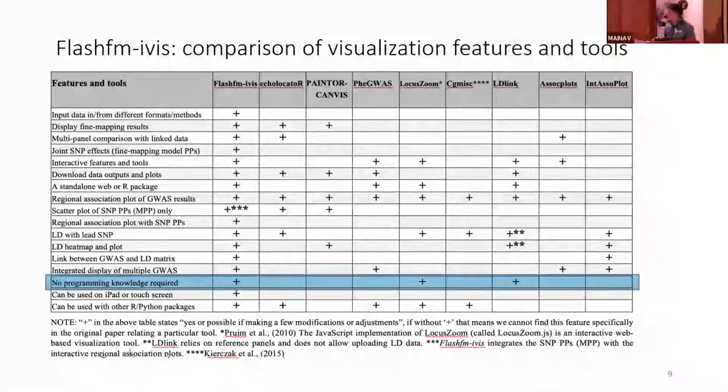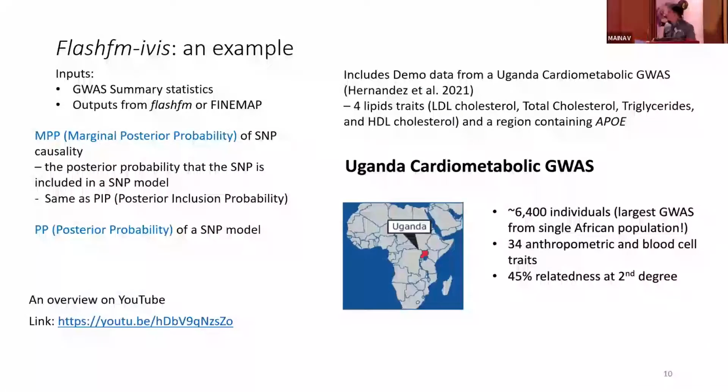So maybe it's a good way to teach bioinformatics students to understand the result from the fine-mapping. To demonstrate our software, we use these examples. Basically, if you want to use the software, you just input the common GWAS summary statistics. Also, we use this data set for illustration purposes. It is a relatively small GWAS study data set with a high percentage of related individuals.